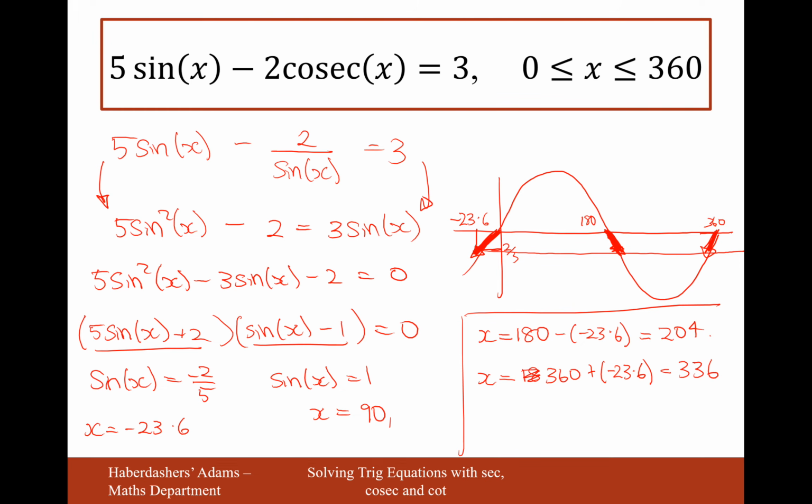So what answers are there for this question? We've got 204, that's an answer. 336, that's an answer. And 90 degrees, that's an answer. Minus 23.6 is not a correct answer for this question because my answers are in between 0 to 360. And there we are, that's the answer for this question. The key takeaway for this is turning it into sine first and then spotting that if I multiply all three components by sine, then I get myself a quadratic, solve the quadratic, boom, nice and easy.